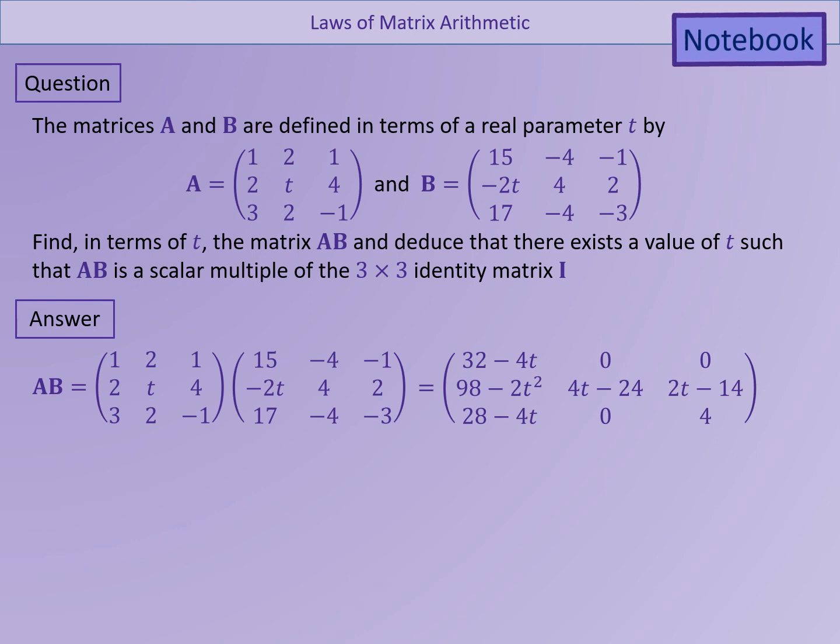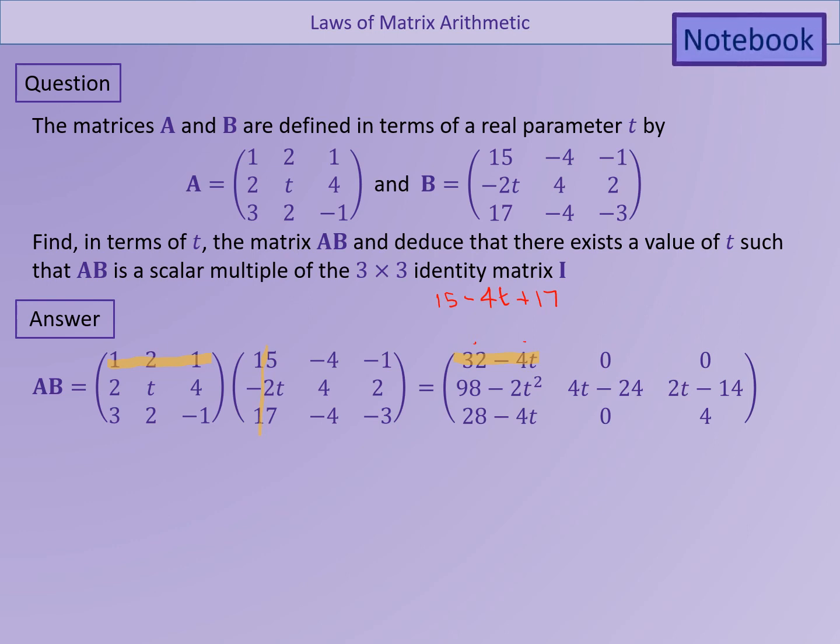Now I'll go through just a couple of elements here just to show you where the values have come from. So if we take a look at that first element here, 32 minus 4t, let's see where that value has come from. We're taking the first row of A and the first column of B, and if we multiply these together, we have 1 times 15, which is 15. 2 multiplied by minus 2t is minus 4t. And 1 multiplied by 17 is 17. 15 plus 17 is 32. And then we've got the minus 4t at the end.